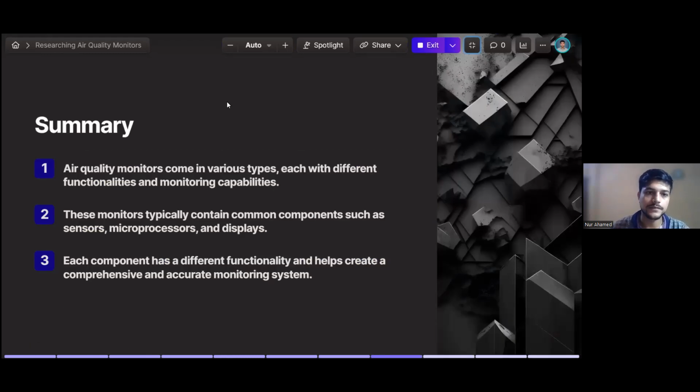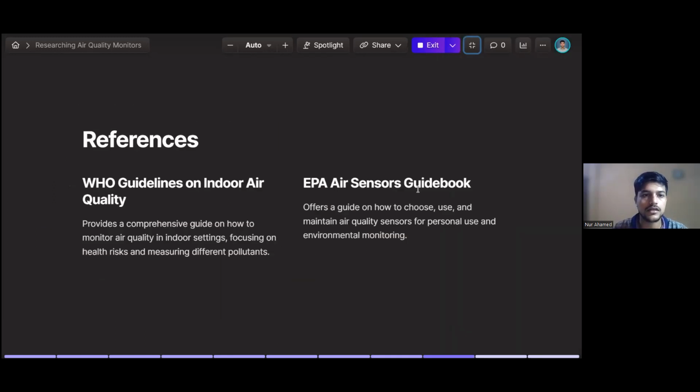So in the summary, air quality monitors come in various types, each with different functionalities and monitoring capabilities. These monitors typically contain common components such as sensors, microprocessor, and display. Each component has a different functionality and helps create a comprehensive and accurate monitoring system. So next, going to the next slide.